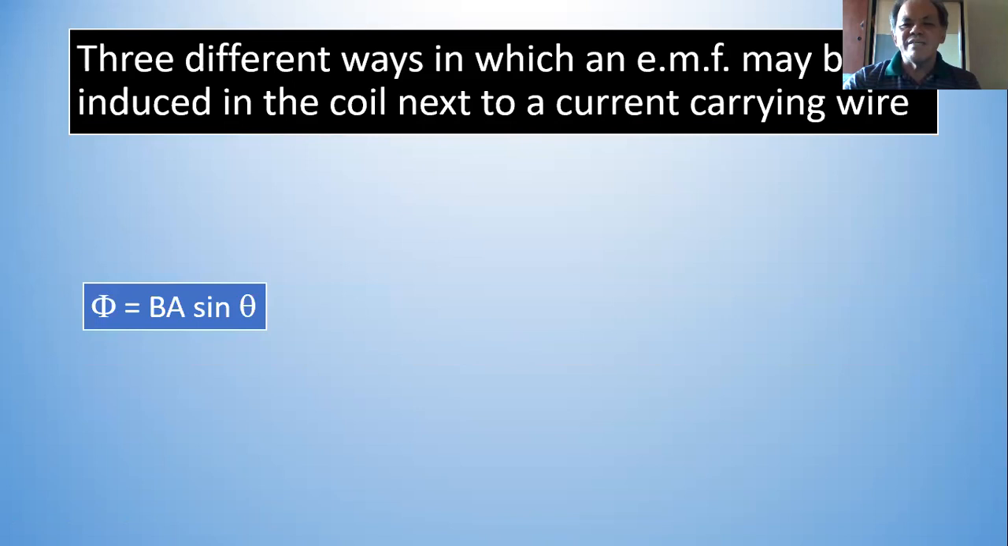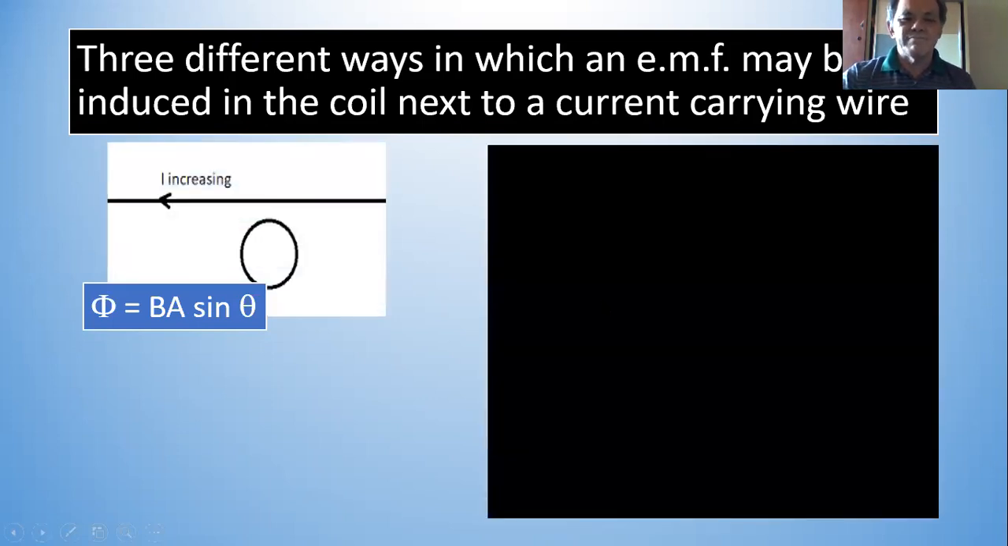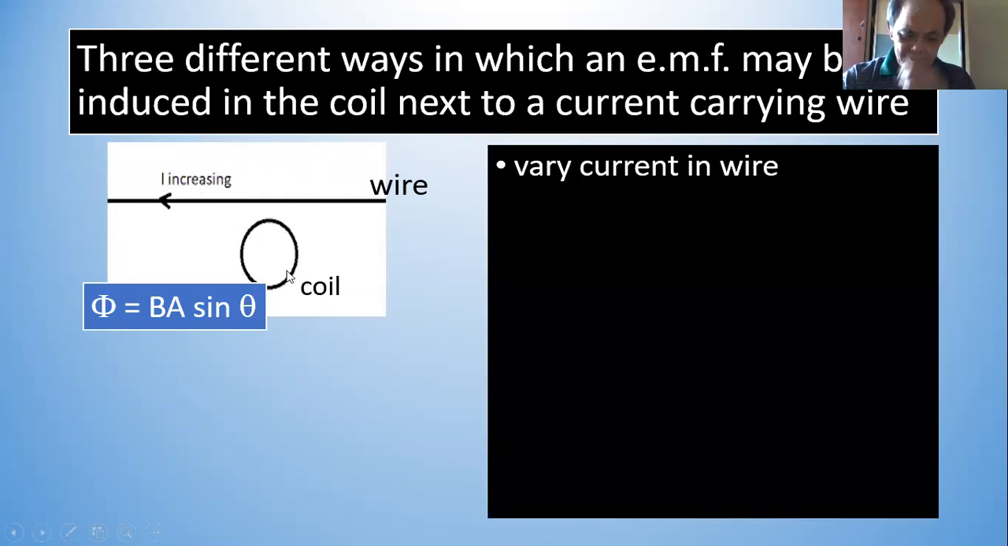Okay, three ways in which the EMF may be induced in a coil next to a current carrying conductor. We can either use a magnet or a current carrying conductor. A current carrying conductor also produces a magnetic field. A magnet also produces a magnetic field. So basically, we just go to the formula and see how we can produce induced EMF. If there is your wire, there's your coil. We can vary the current in the wire. Then we will have induced EMF in the coil.